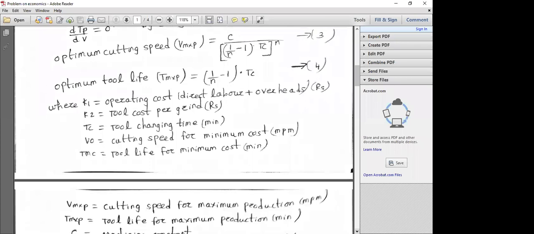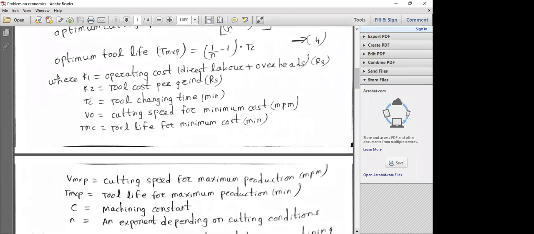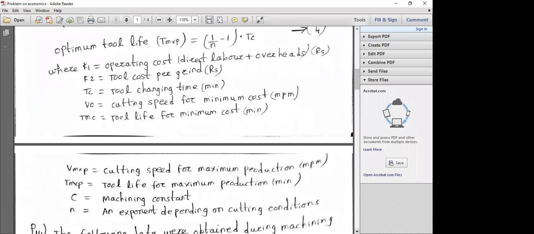So it is the particular cutting speed for maximum production rate. Cutting speed for maximum production rate. And what is TMPR or TMP? It is the tool life for maximum production, which is given in minutes. And what is C? C is the machining constant. So all that is very much necessary for you. So just try to observe the things. And what is N? N is an exponent depending on the cutting conditions.